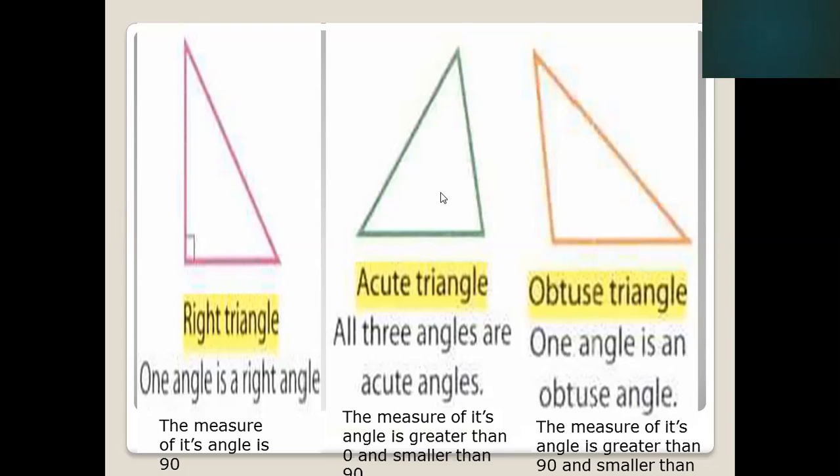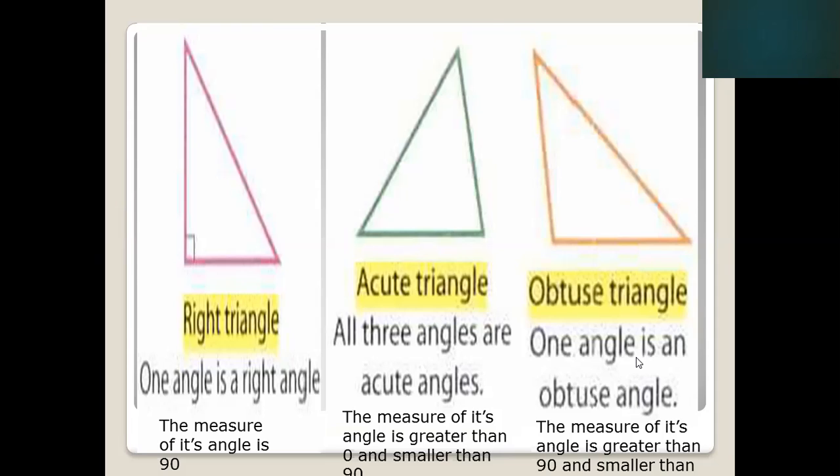This triangle is acute because I have three angles, all of them acute. So if all three angles of a triangle are acute, this triangle is called an acute triangle. Number three, obtuse angle. If I have one obtuse angle, this triangle is called an obtuse triangle, and its measure is greater than 90 degrees and smaller than 180. So directly this triangle is called an obtuse triangle.